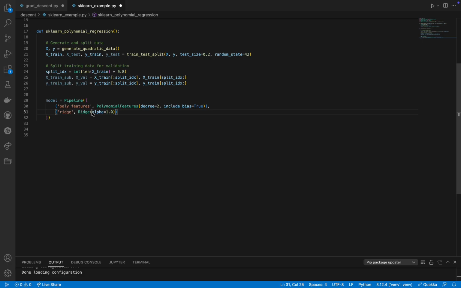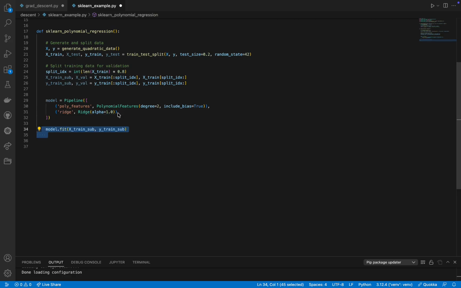Alpha parameter adds L2 regularization, which helps prevent overfitting. It's like a penalty for having coefficients that are too large. This is something we'd have to add manually to our from scratch version. And that's it. These 2 lines create our entire model. Pipeline automatically handles the preprocessing and training in the correct order.